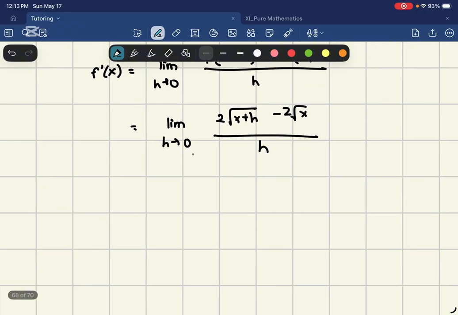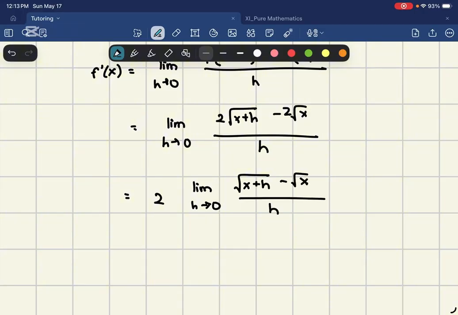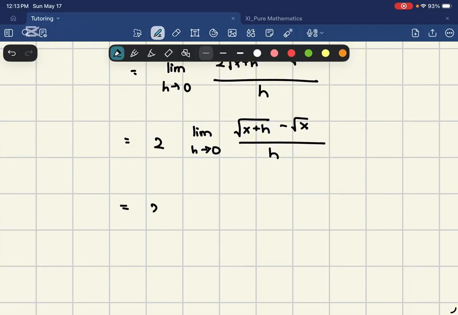And you can factor out the 2 from the numerator, and you can take it outside of the limit, actually. That is one of the laws of the limit, but because we're not covering limit laws, I'm just using it directly. And this is not very important because the textbook only wants you to remember how to use a formula. So 2 times limit as h tends to 0.